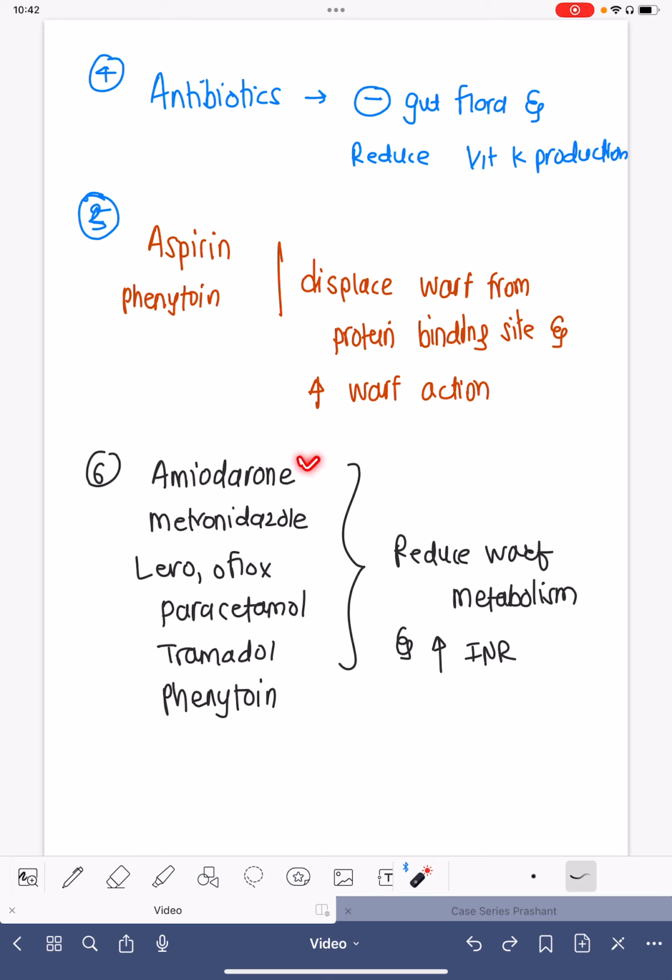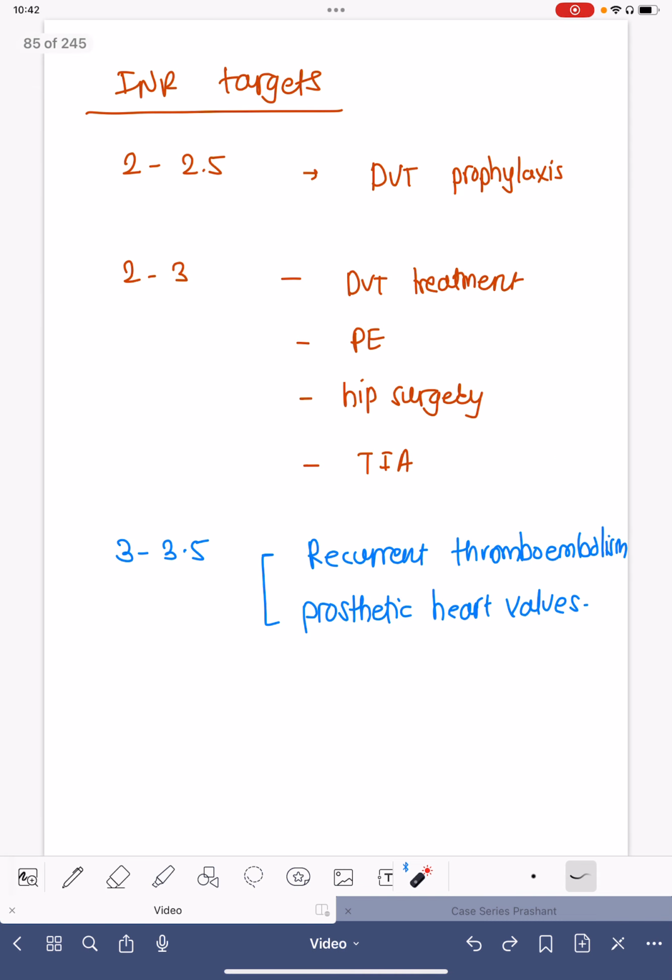Many drugs like amiodarone, metronidazole, levofloxacin, ofloxacin, paracetamol, tramadol, and phenytoin, which are very, very commonly used, reduce the metabolism of warfarin. That is how they can increase the INR very rapidly, and the patient can have significant bleeding. So whenever a patient is on warfarin, we have to be very cautious about polypharmacy with levofloxacin, paracetamol, tramadol, phenytoin, and all these drugs, and about what drugs we are using.